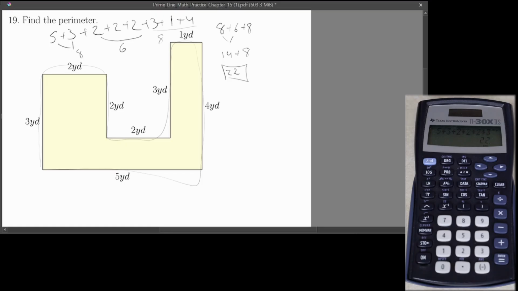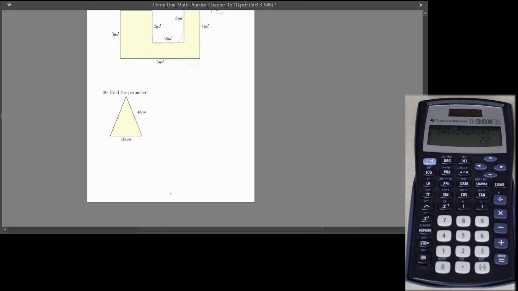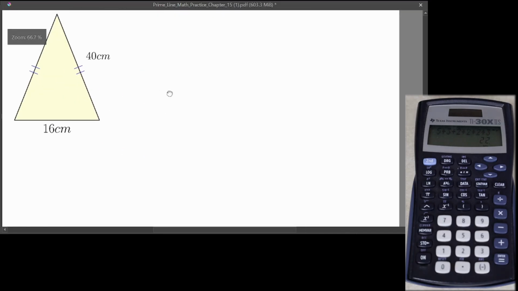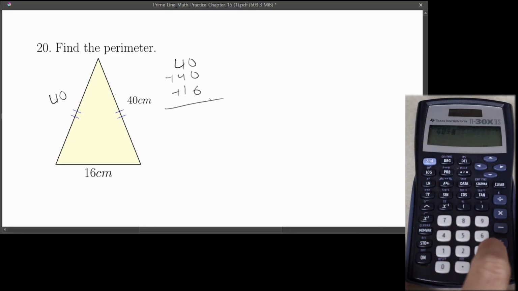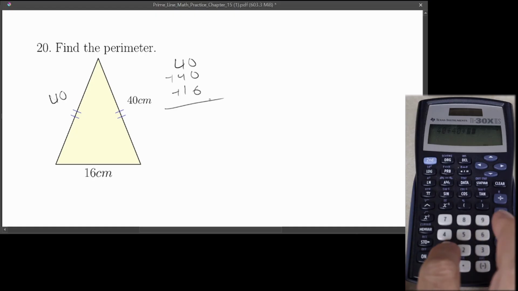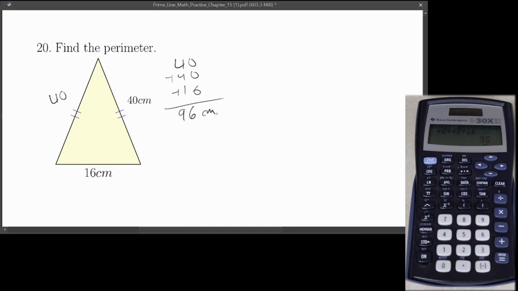All right, next problem. Our perimeter here, because these are congruent, we can say that that is 40 centimeters as well. So if we have 40 plus 16, that's our grand total. 40 plus 16 gets us 96 centimeters.